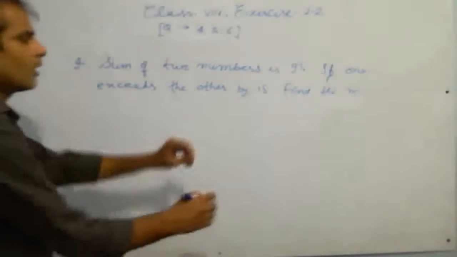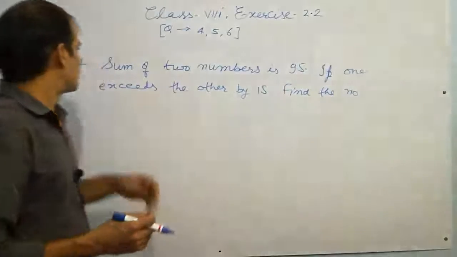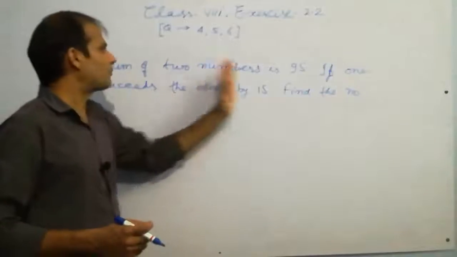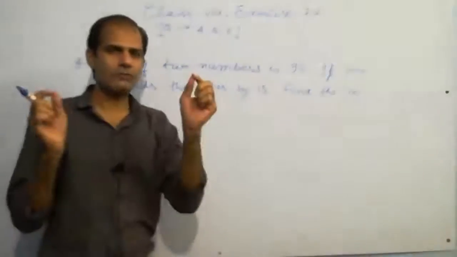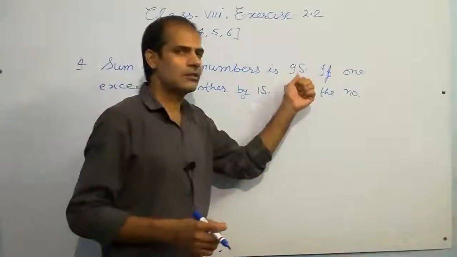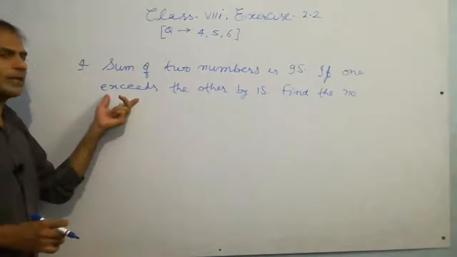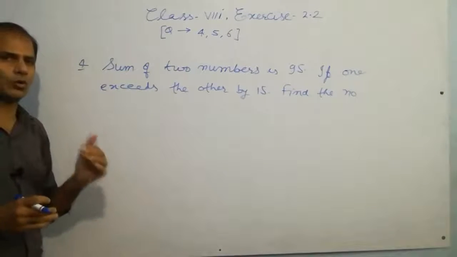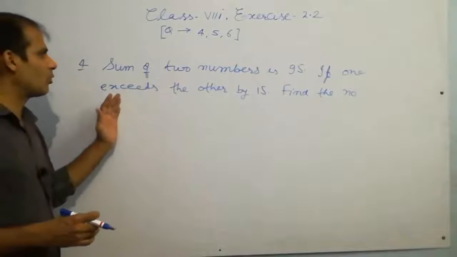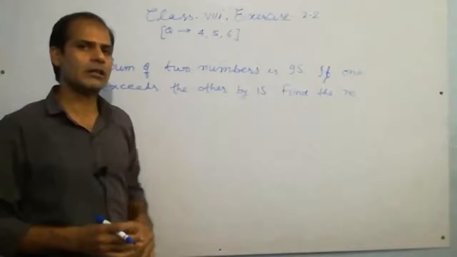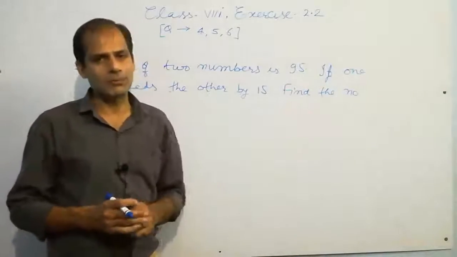Now, it is very important. So, you have to understand the meaning of this. Sum of two numbers is 95. Means you have two numbers whose sum is 95. If one exceeds the other, it means more. Exceed का मतलब होता है more. Means one number is more than the other by 15. एक नंबर दूसरे नंबर से 15 ज़्यादा है तो हमें नंबर पता करने हैं.